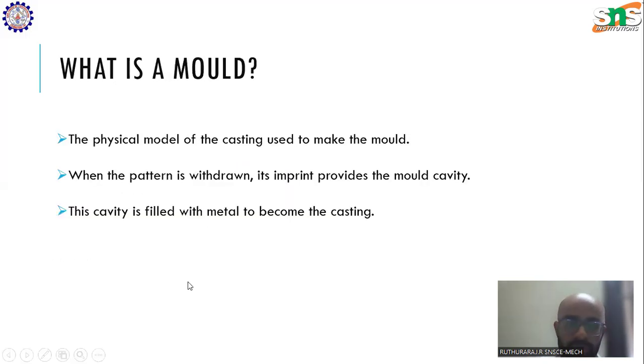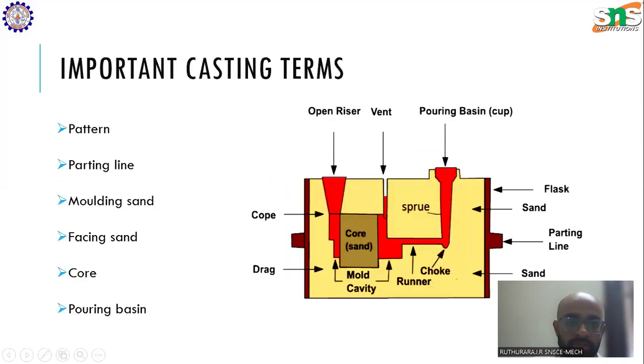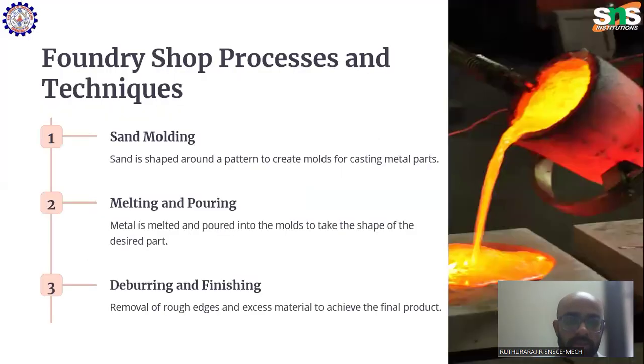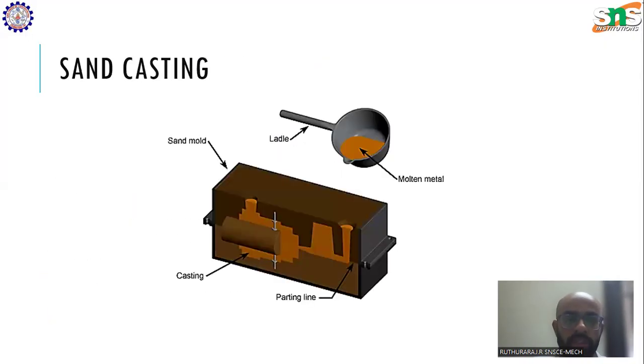So I'll show you the pattern. Once the casting process is started, you will be placing sand in a box like this. There are two boxes here. One is the cope and one is the drag. The bottommost part is called the drag and the top part is called the cope. So metal sand will be placed on these two boxes.